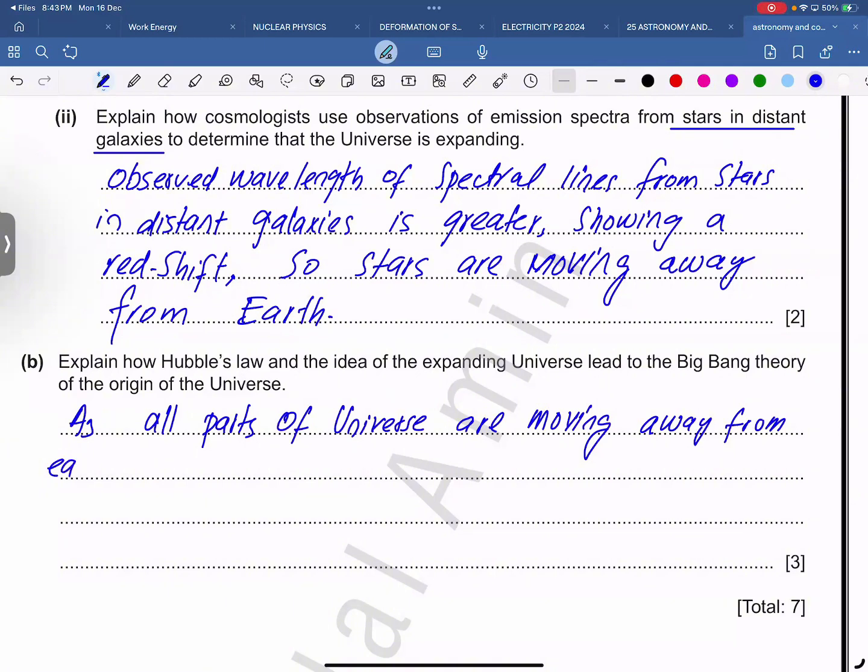We already wrote expanding. So now I'm saying away from each other. I gave you the example of putting some dots on a balloon and inflating the balloon. Every dot is going away from each other. All parts of the universe are moving away from each other. So now incorporate Hubble's law. Hubble's law says more distant objects. This is Hubble's law.